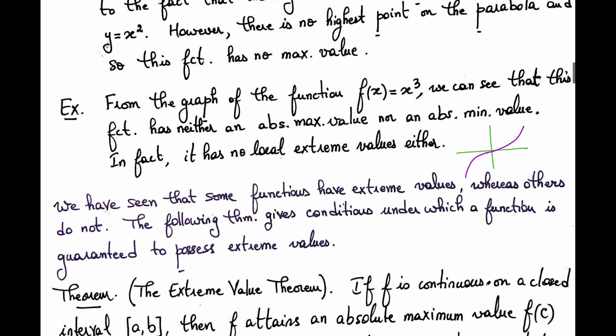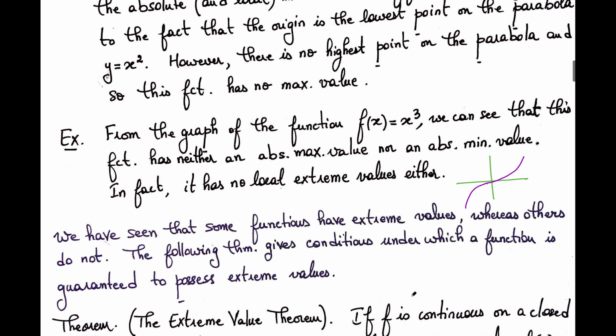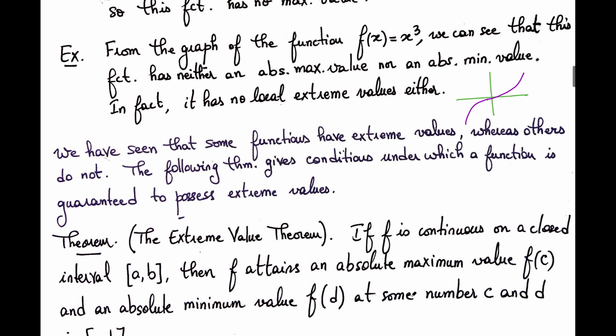All right, so we've seen in the previous examples some functions which have extreme values and some others which do not. For example, x cubed doesn't have an extreme value. The next theorem, which is the extreme value theorem, is going to guarantee the existence of extrema. So let's read the details.